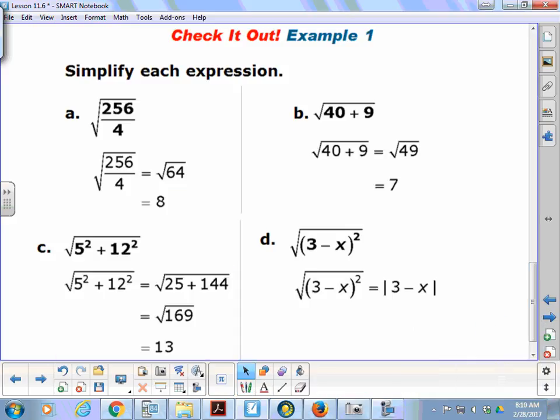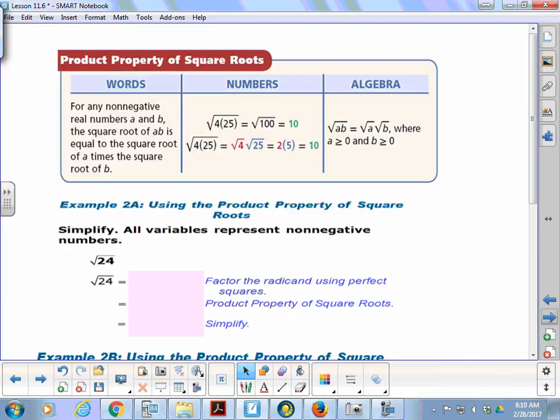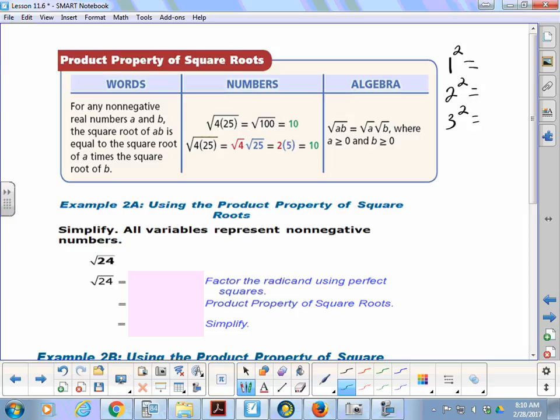Okay, so the next thing then is we're going to use the product property of square roots. Now before we do this, you need to make a table. What I want you to do is make a table of squares, from 1 squared all the way down to 15 squared.